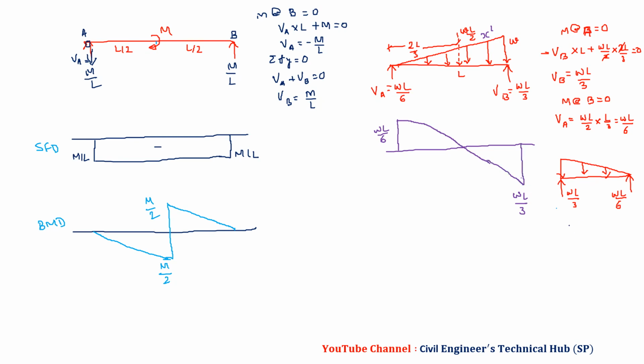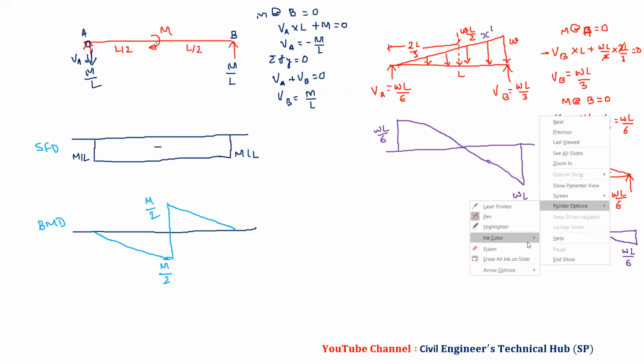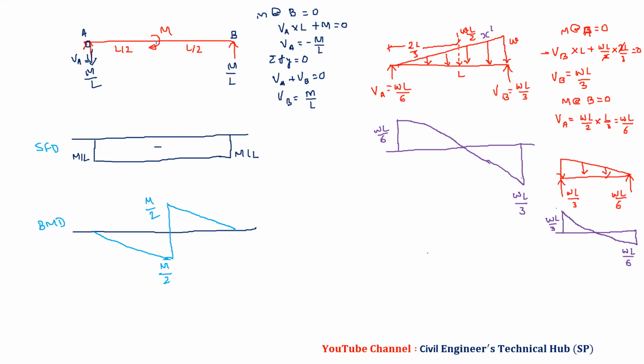If we draw over here, what is happening in this case? You have WL by 3. The load is decreasing, and as load decreases, slope also decreases. We have the diagram in this fashion, and then it will be WL by 6 over here. And then we have the third, which is for BMD.